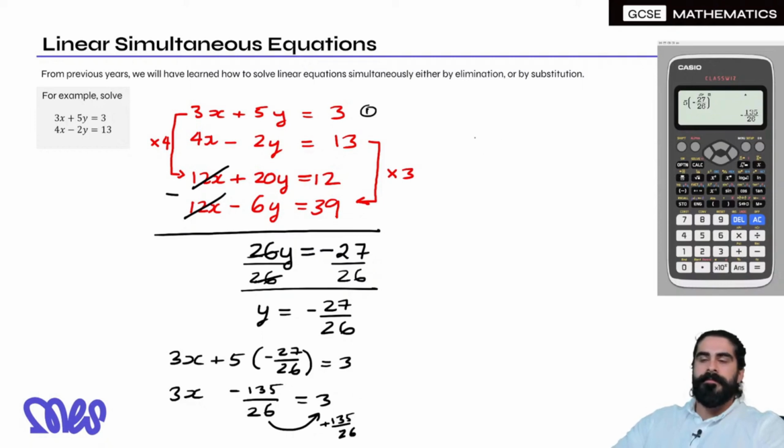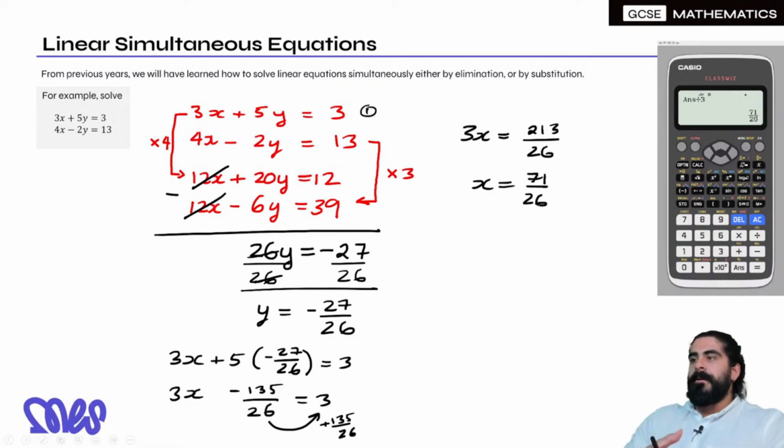I'm going to go over here. So we got 3x equals 3 plus that number. So in the calculator, I'm going to do 3 plus the 135 over 26. So we've got 213 over 26, and then we divide both numbers by 3.